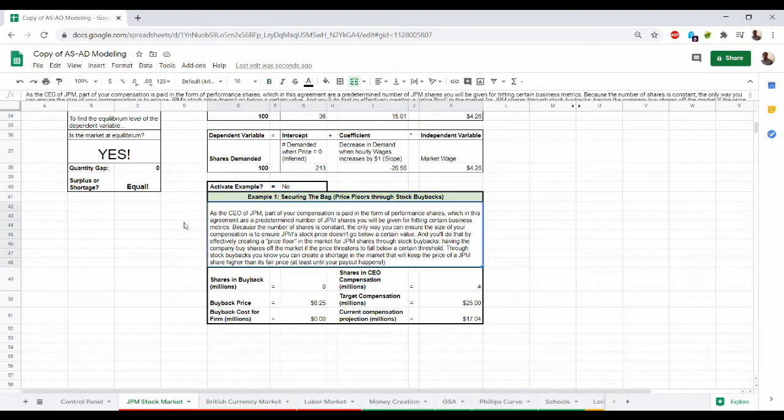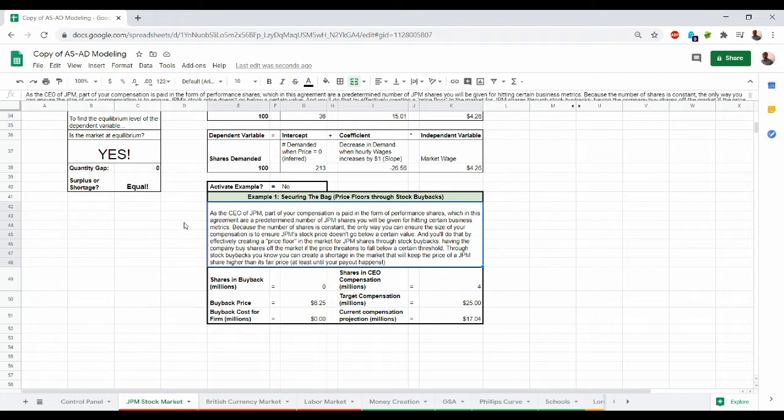As the CEO of JP Morgan, part of your compensation is paid in the form of performance shares, which in this agreement are a predetermined number of JPM shares you will be given for hitting certain business metrics. Because the number of shares is constant, the only way you can ensure the size of your compensation is to ensure JPM stock price doesn't go below a certain value. And you'll do that by effectively creating a price floor in the market for JPM shares through stock buybacks, having the company buy shares off the market if the price threatens to fall below a certain threshold.